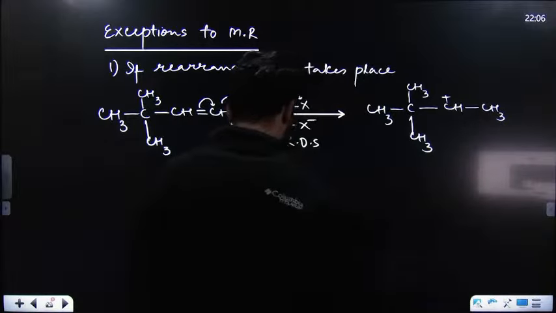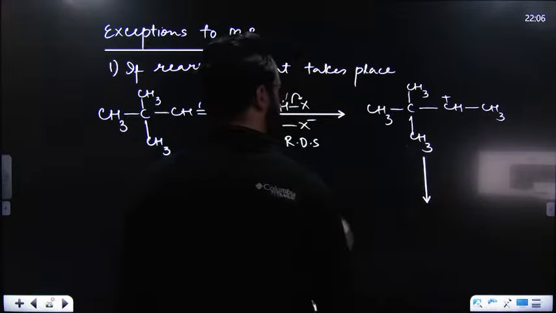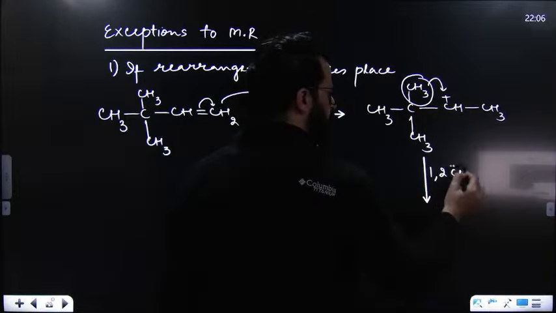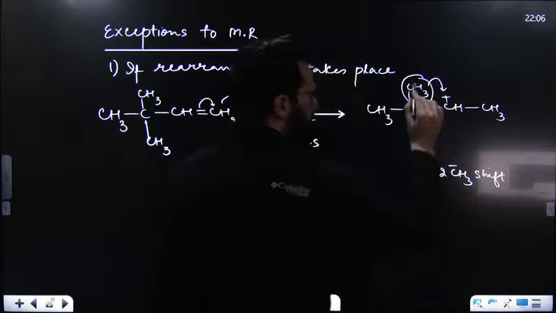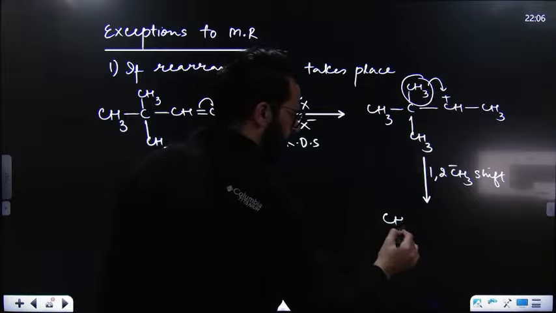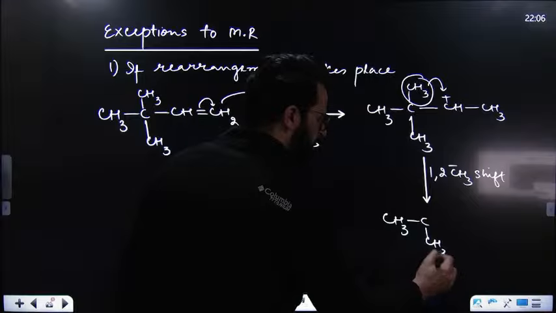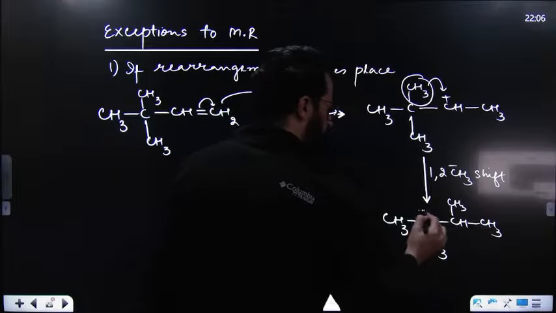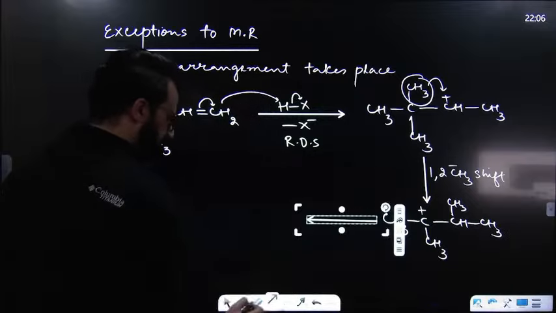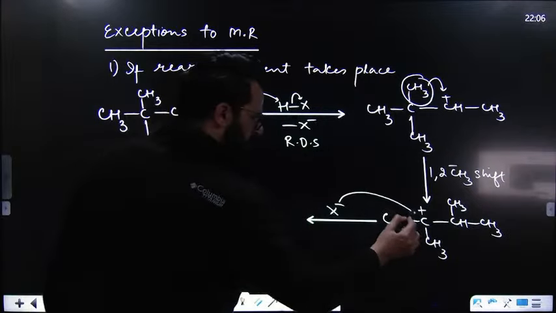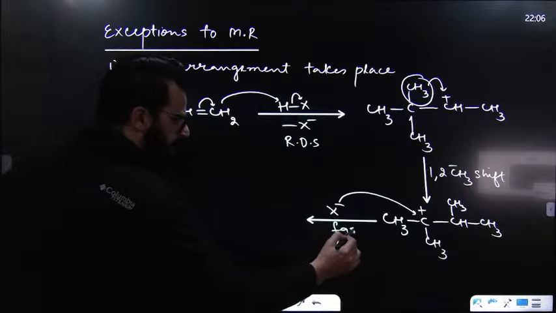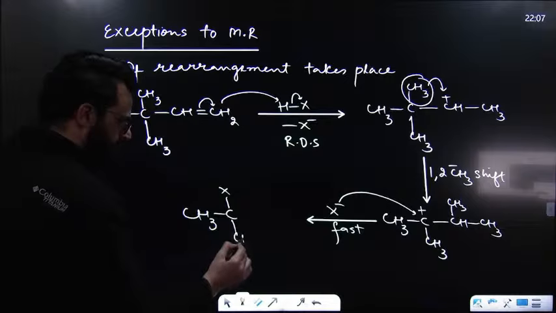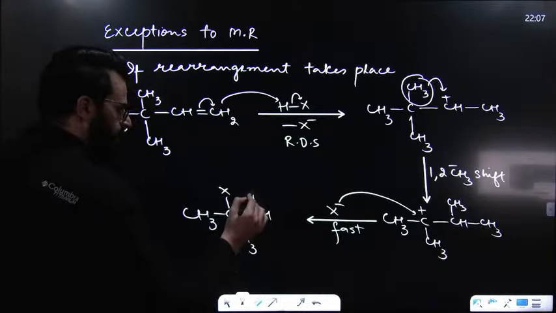But we know in this carbocation rearrangement takes place, so a 1,2 methyl shift takes place. When this methyl group is shifted, it will result in the formation of a more stable carbocation. Finally, X minus, the nucleophile, will attack this more stable carbocation. The reaction is very fast and our major product will be like this.